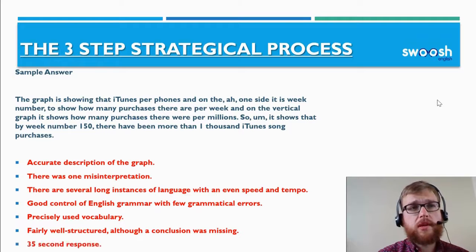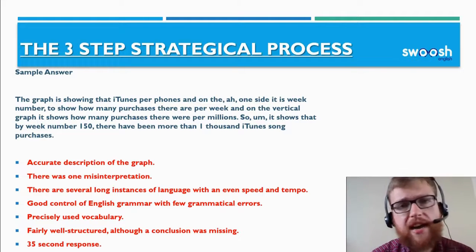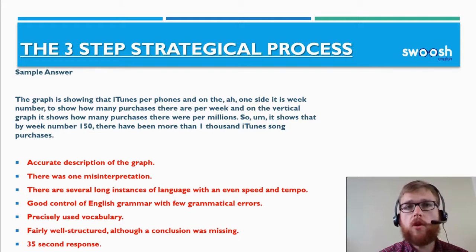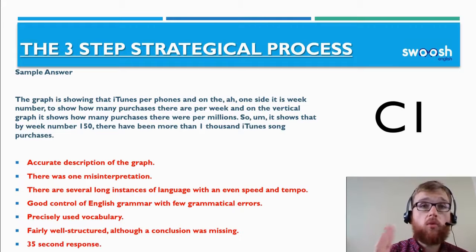How would this response have been scored? Well, it was 35 seconds. So you're looking to speak for 40 seconds. That's how much time you have. So a 35-second response is still quite good. This person probably could have filled in an extra 5 seconds with a bit more of a response, but overall, it was still a very, very good response, as this would have been scored C1.